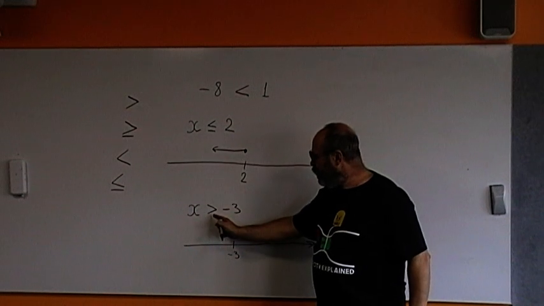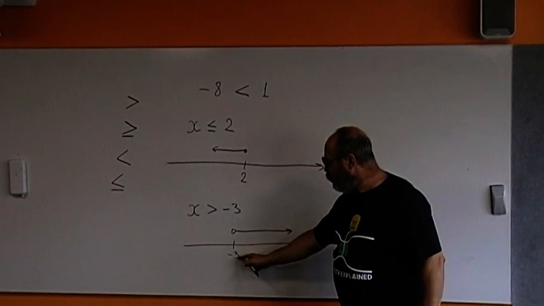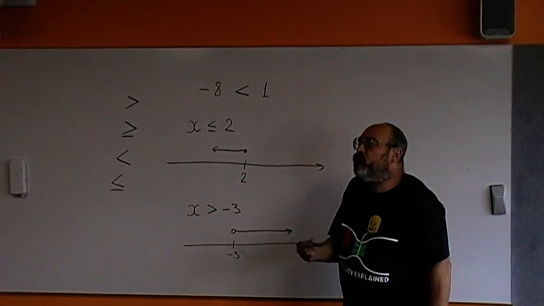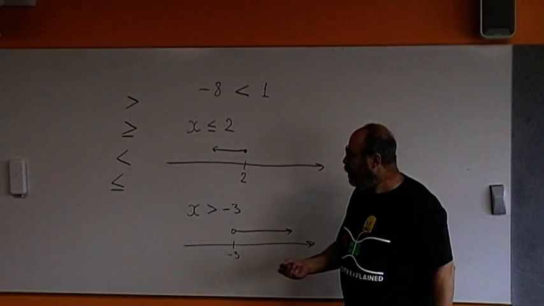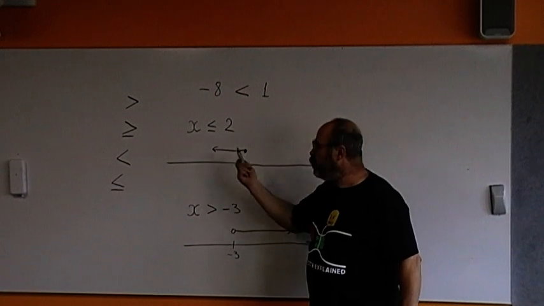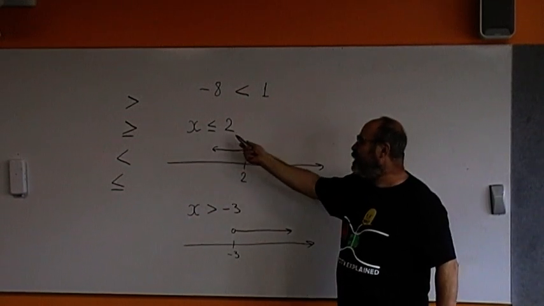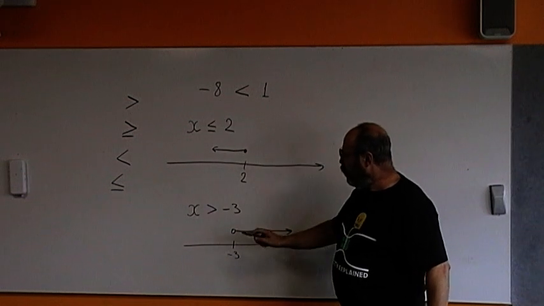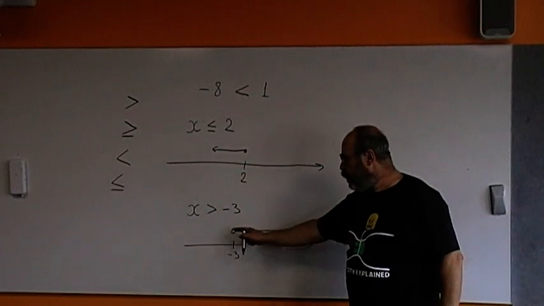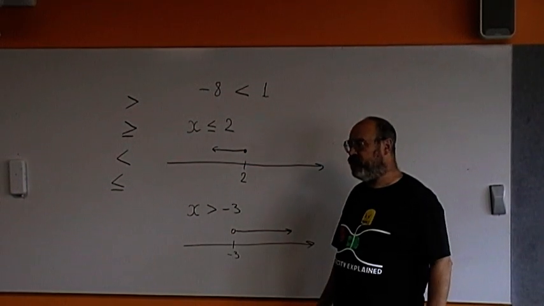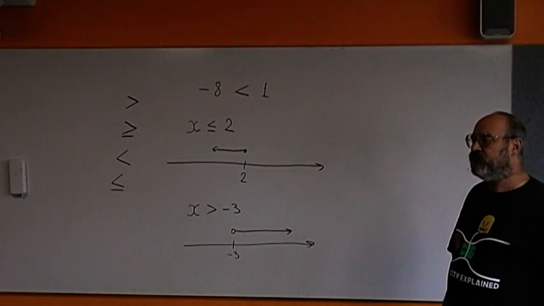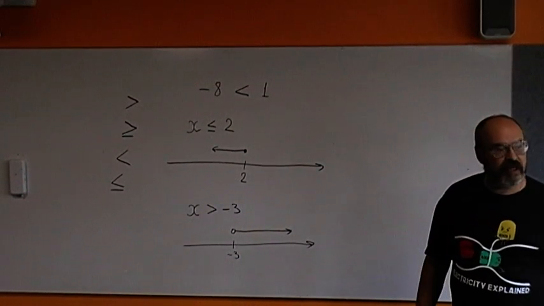Will -3 satisfy this condition? No. -3 is not greater than -3. But we can have x equals 2, because it's less or equal. So when it's less or equal, we put a dot. When it's just greater or just less, we put an open circle, because x cannot be equal to -3. Make sense?